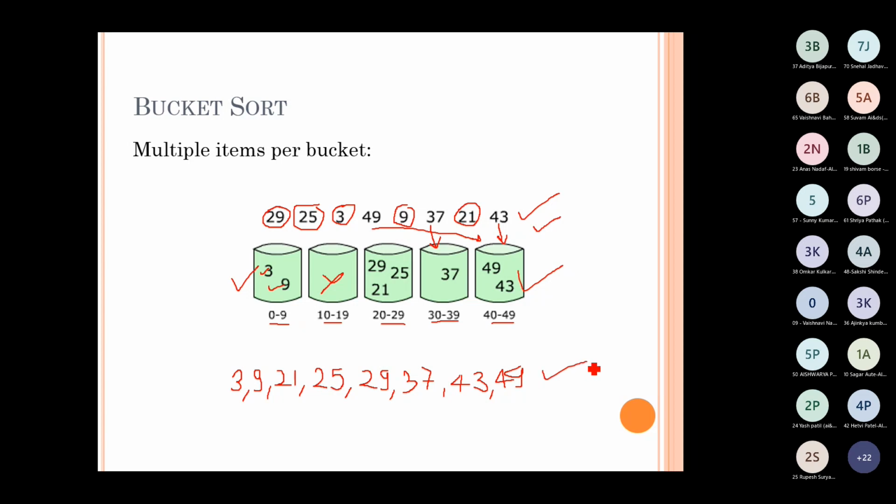Okay. Got it? How does the bucket sort algorithm work when multiple items are placed in the bucket? Yes, have you got it? Yes, ma'am. Ma'am, I mean one item per bucket.